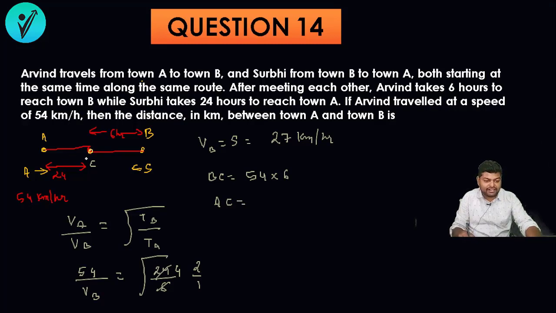Distance AC has been traveled by Surbhi, and how much time has she taken? She has taken 24 hours for it. And what's the speed of Surbhi? It's 27. So distance will be 27 into 24. Simply add both, you'll be getting the answer. So we need to add. If I take 27 and 6 common, so 27 into 6 we have taken common. Here I'll be left with 2, and here I'll be left with 4. So it's 27 into 6 into 6, which is 36.